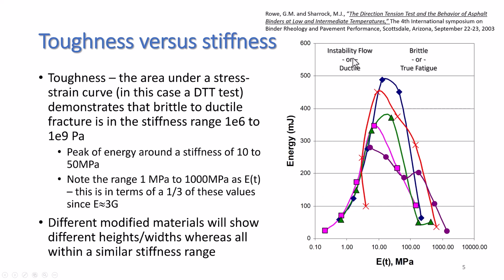In fatigue, Dave Anderson has called this instability flow, and this true fatigue. And we go through this transition where we have a peak somewhere around about 10 to 30 megapascals, maybe 10 to 50 megapascals, I've said here in the slide, in terms of where this transition occurs. But interestingly, if you see the fracture type behavior, everything's occurring between about a megapascal and 1e9 pascals, so 1000 megapascals.